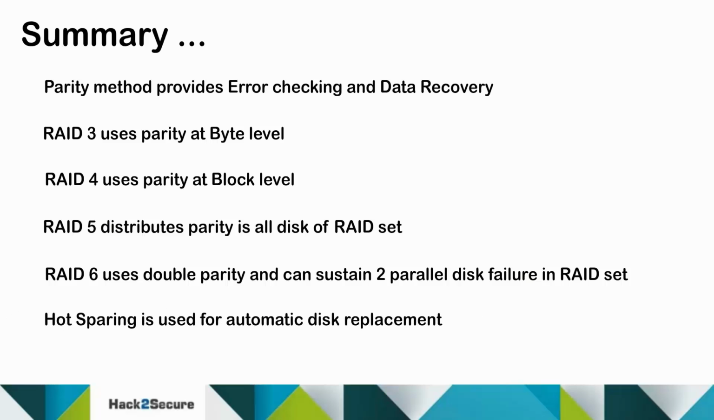Hot sparing of disks in a RAID set is used to automatically replace a failed disk to minimize downtime. In physical hot spare, a dedicated disk is reserved as spare, while in virtual hot spare, a portion or slice of disk is dedicated as spare.